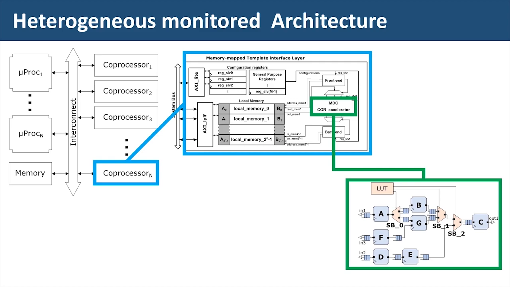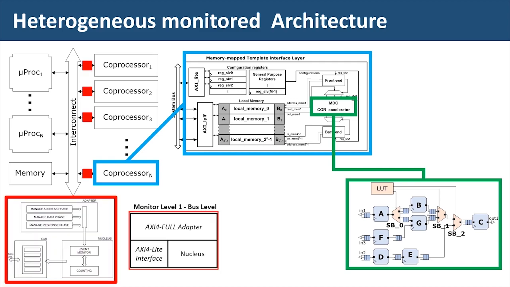The first level monitor is able to count the number of writing and reading transactions happening on AXI4 full bus, that are within a predefined range. The AXI full bus, in this case, is adopted by accelerators to communicate with the processor.